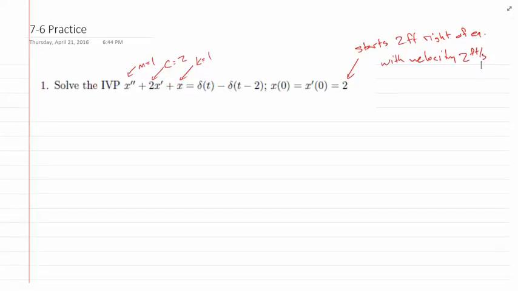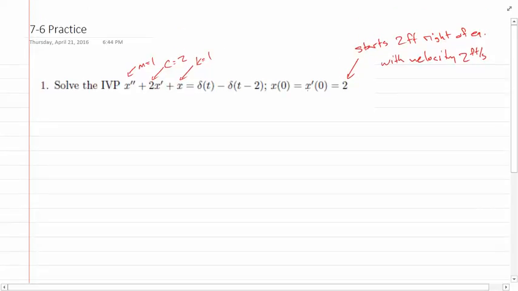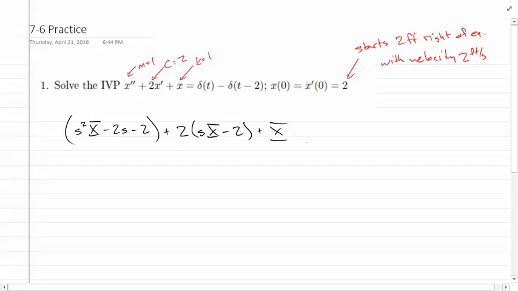Okay, so we're going to see what this mass does. So we're going to take Laplace transforms. The Laplace transform of x double prime is going to be s squared x minus 2s minus 2. Then we're going to have plus 2 times the Laplace transform of x prime, which would be sx minus 2. Then plus the Laplace transform of x, which is capital X. That's equal to e to the minus 0s minus e to the minus 2s. Those are the Laplace transforms of the delta functions.